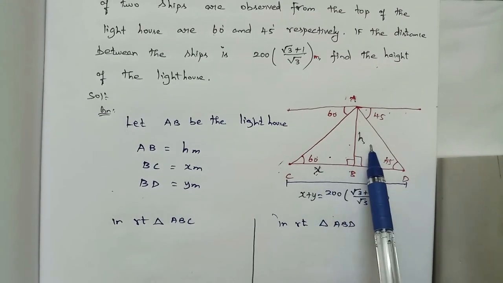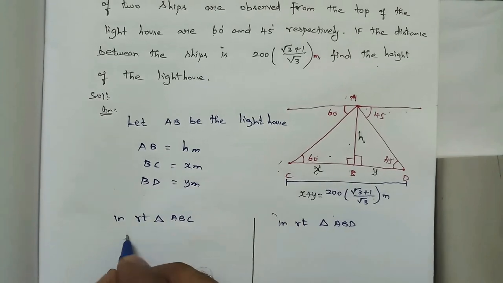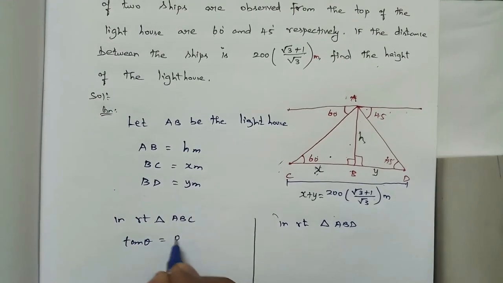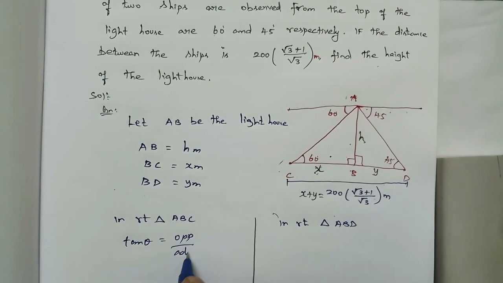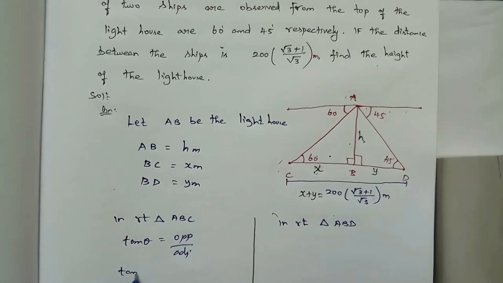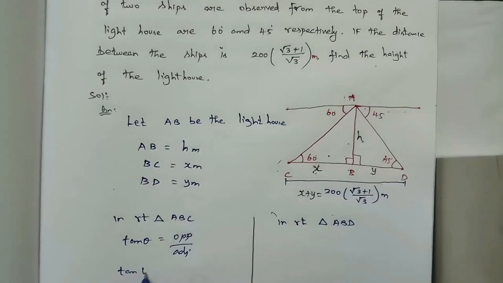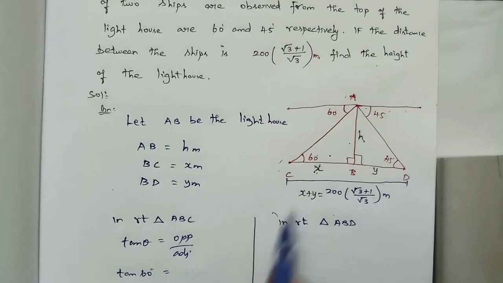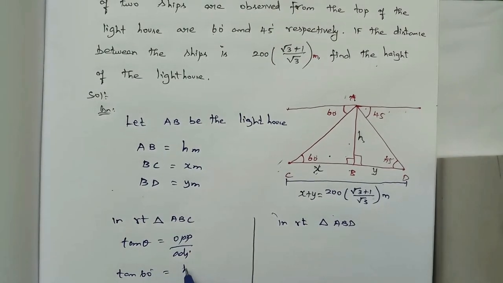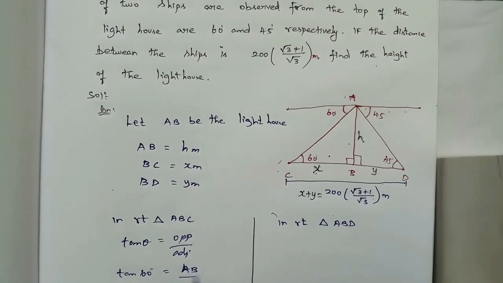We are going to find the adjacent and the opposite, right? So the trigonometric ratio is tan theta. Tan theta is equal to opposite side divided by adjacent side, right? So what is tan theta? What is theta in triangle ABC? 60. So tan 60 degree is equal to opposite side, that is AB divided by BC.